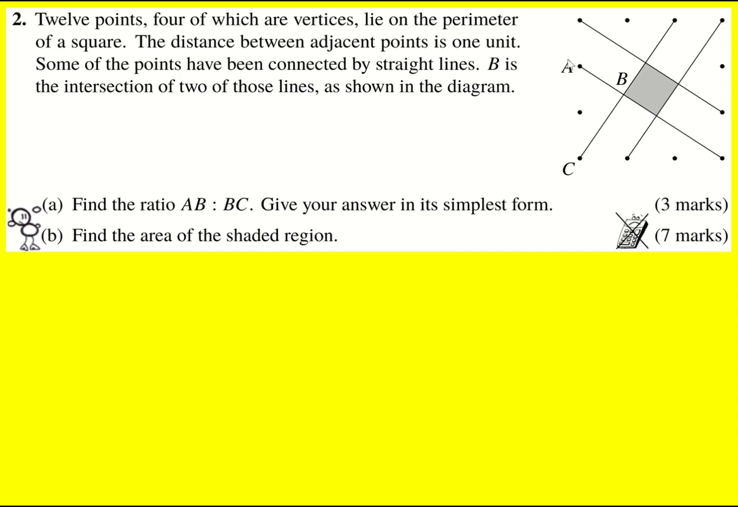The first two lines of this question basically explain this setup, and we're told that B is here, A is here, and C is here. We're asked to find the ratio AB to BC, giving our answer in the simplest form. I'm going to show you two ways of doing this.